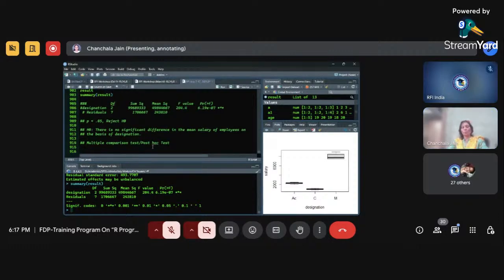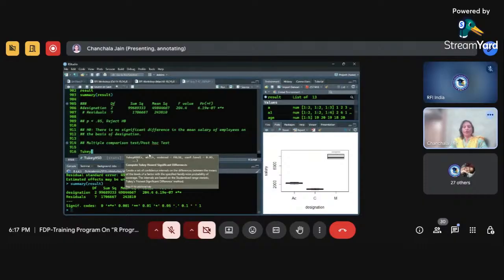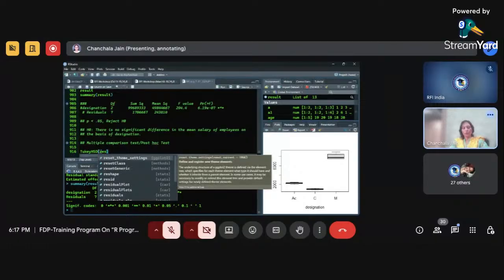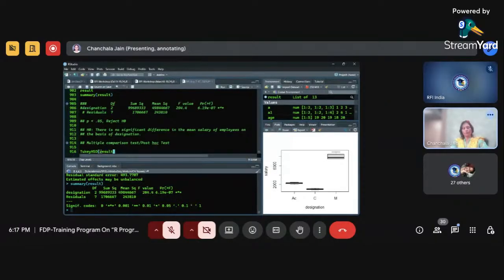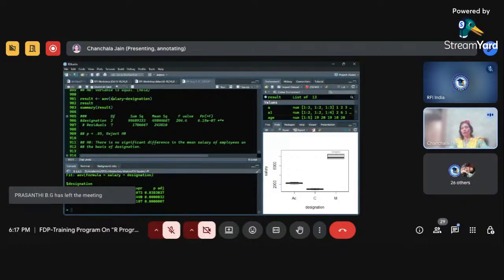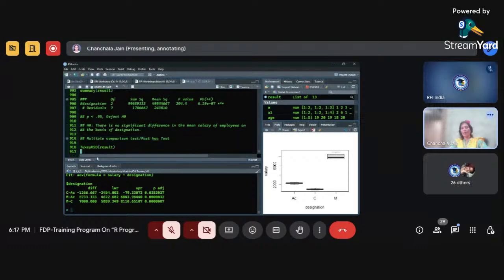Yes, ma'am. You need to use the function called TukeyHSD. Sometimes people also say it as "Tukey HSD", so it's up to you how you pronounce it. Then you need to pass the ANOVA results. Wherever you have stored the results of ANOVA, that particular object you need to pass inside this function. That way you can see in the console, it is giving you the pairwise comparison.